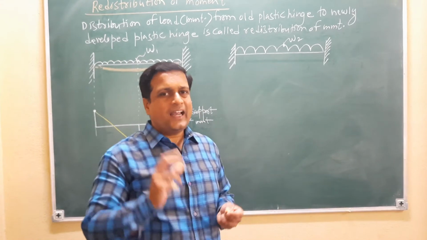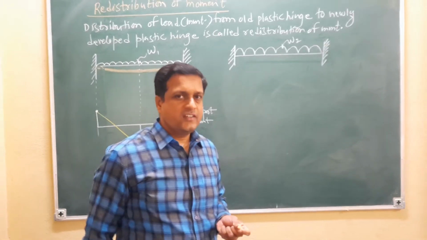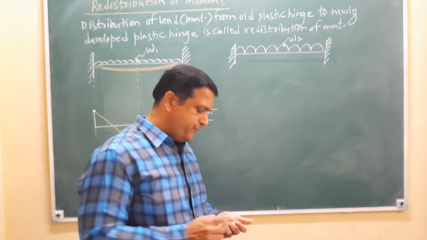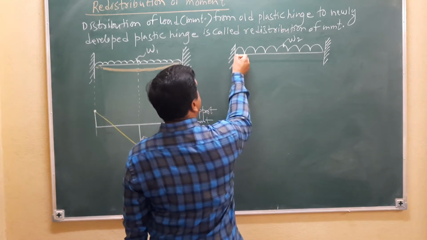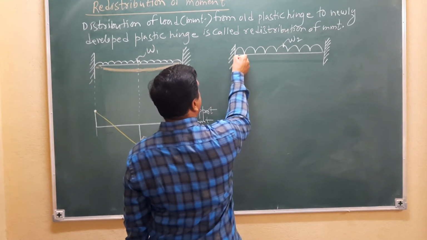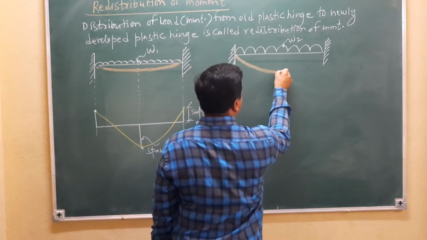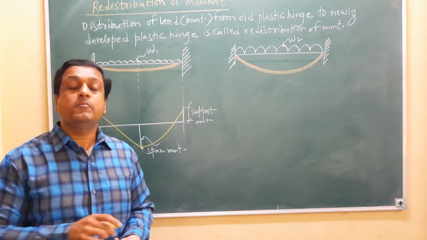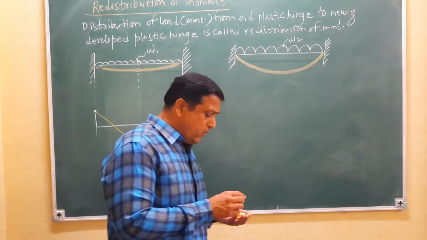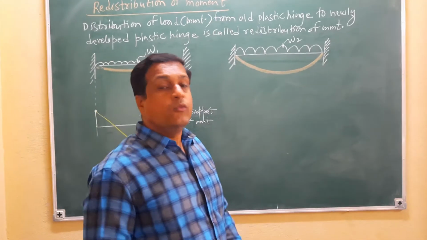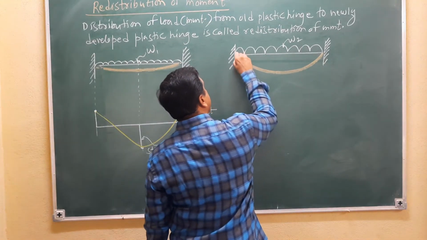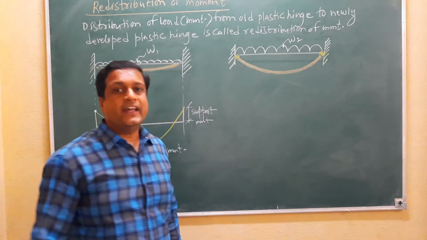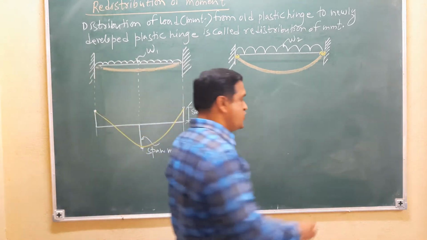Simply, those cracks are called plastic hinges, developed where the peak bending moment occurs. The beam wants to bend like this after the elastic limit of the material. And how does it fail? First it develops cracks at these joints. That means it develops the plastic hinge.